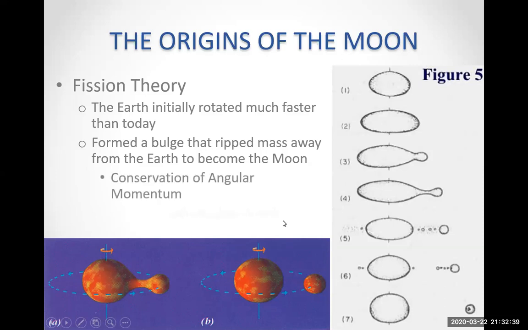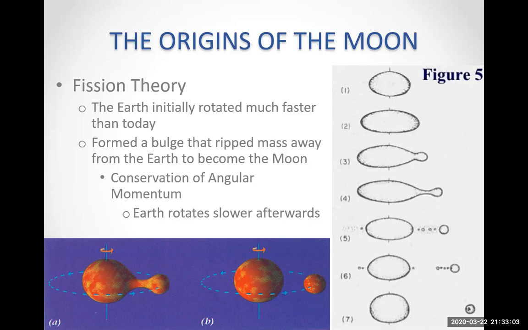Due to conservation of angular momentum that we talked about in chapter 3, after that bulge rips away from the Earth in figures 5, 6, and 7, the Earth is going to slow down in its rotation, like we talked about in chapter 4 and chapter 8 as well. And therefore, that slower rotation is a nice reconciling of a chapter 4 phenomenon, something that the previous theory could not do.